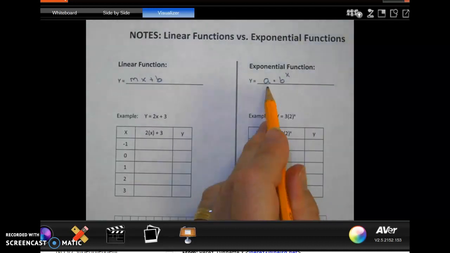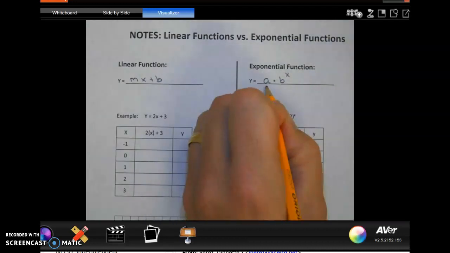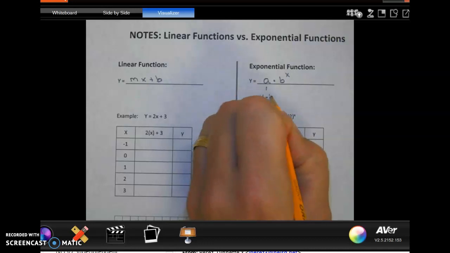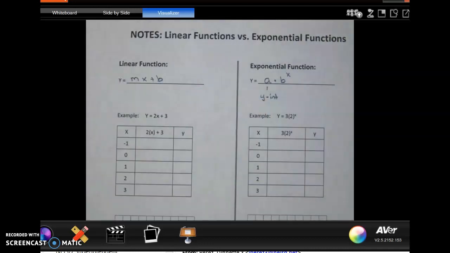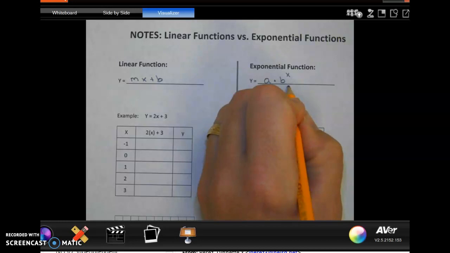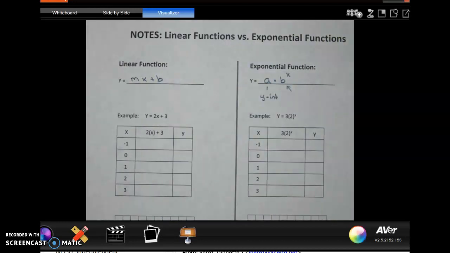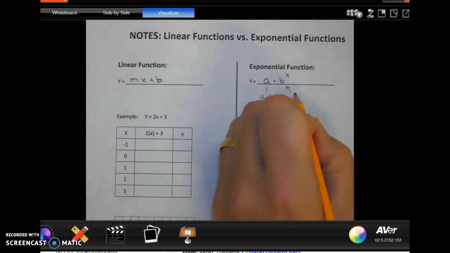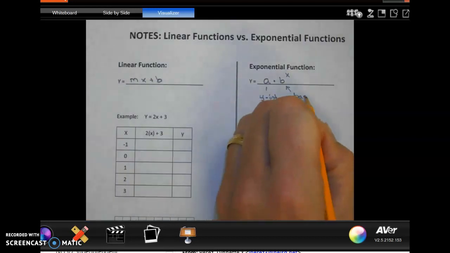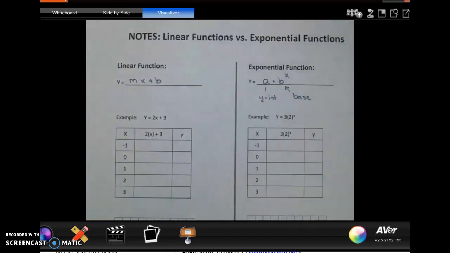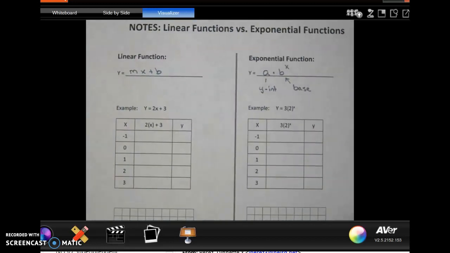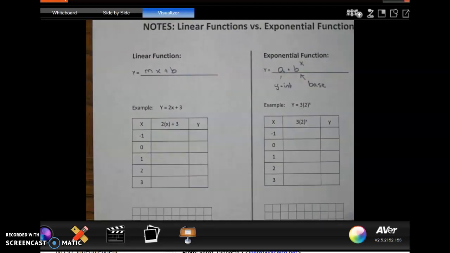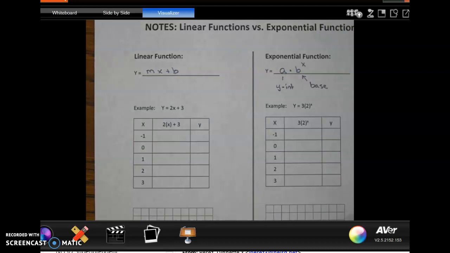And here a represents the y-intercept, and b is going to be the base, or what we are multiplying by. You'll see that in the coming example. So let's start off with a linear function, just a quick review of Algebra 1.